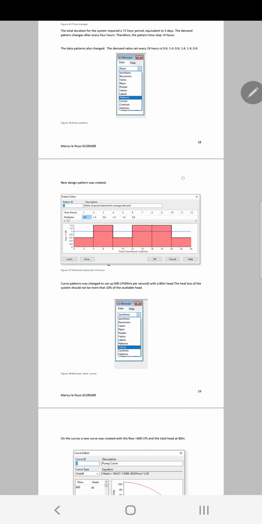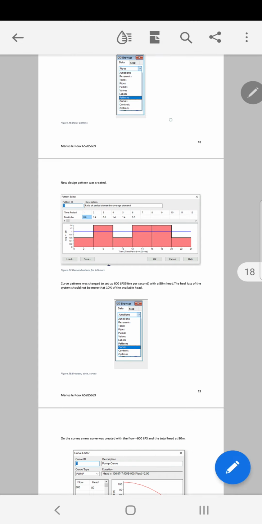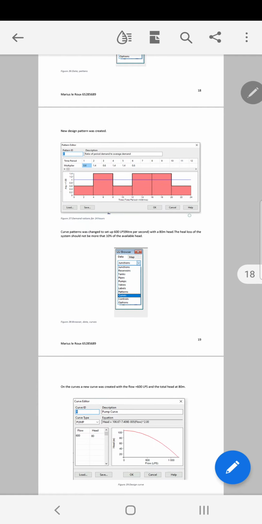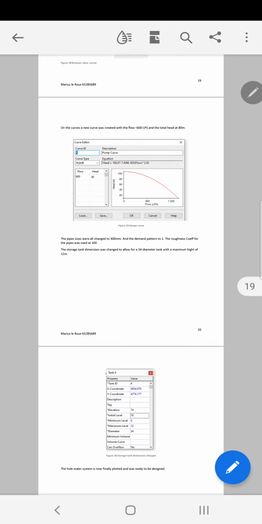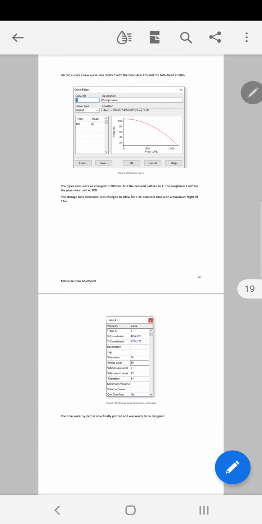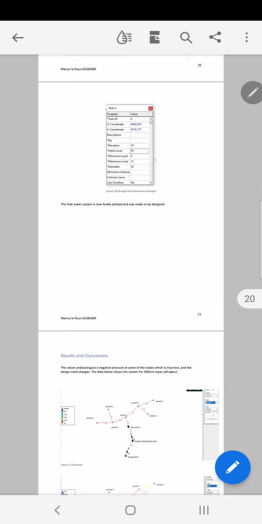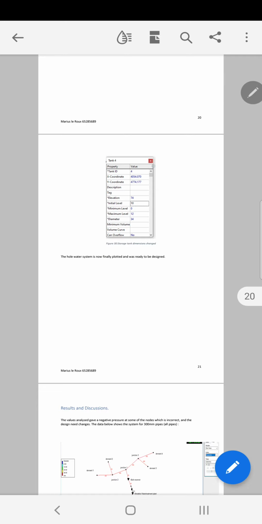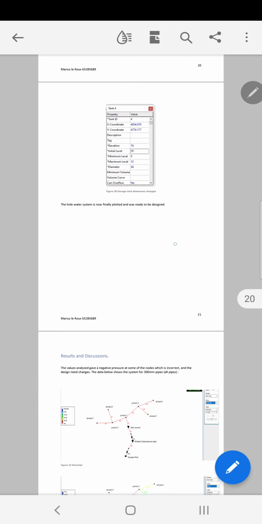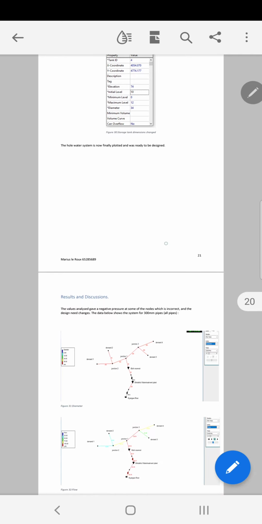After that we had to do the ratios for the period demand to average demand, which was given to us in the brief, and we had to do a pump curve with a flow of 600 and a head of 80. After that we needed to adjust our storage tank with a diameter of 34 meters and a maximum height of 12 meters. When all of it was finished, the model was run with all the pipes being 300 millimeters.